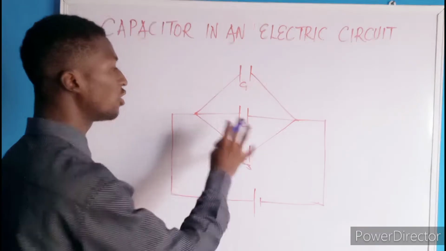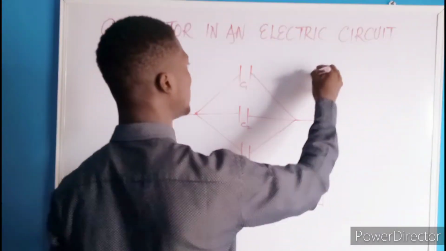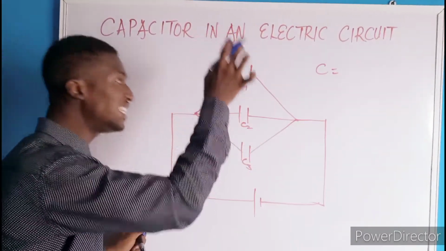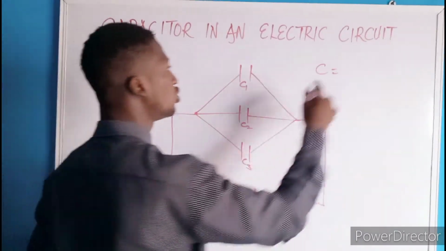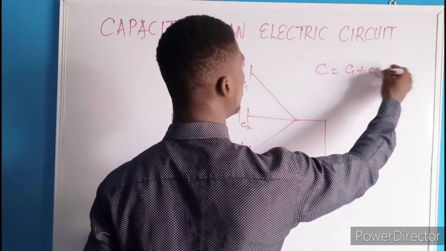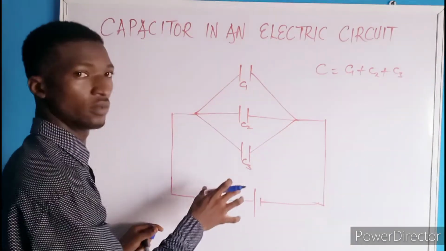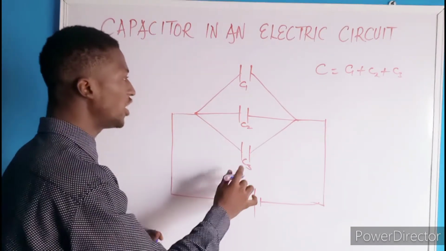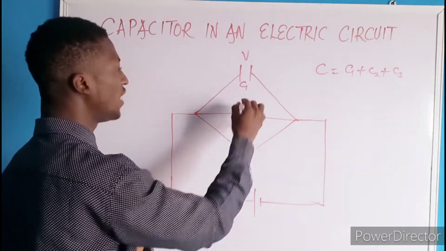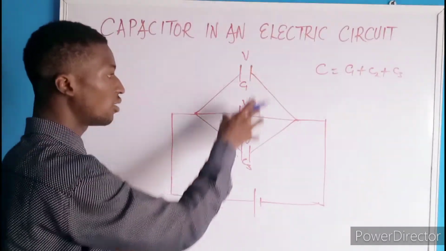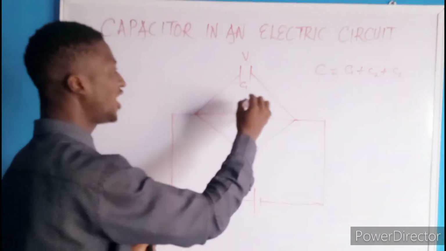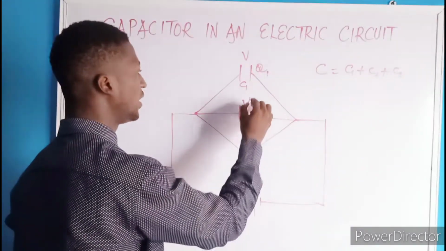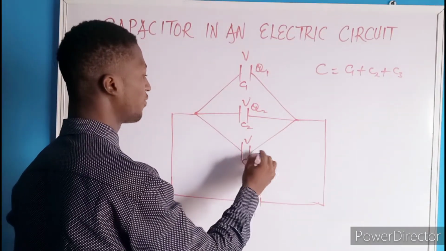Now here, to get the equivalent capacitance, we simply say that the equivalent capacitance is the addition of the capacitances of the individual capacitors in the circuit. So here we have C1 plus C2 plus C3. That's for the case of parallel. In a parallel connection like this, the voltage across each of them is the same, but the charge across each of them is different. So we have Q1, Q2, Q3.